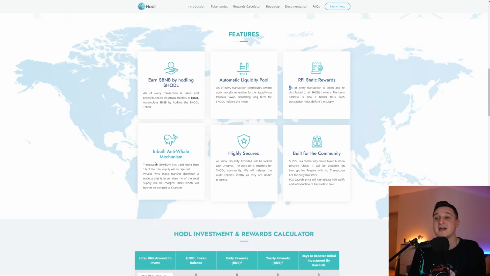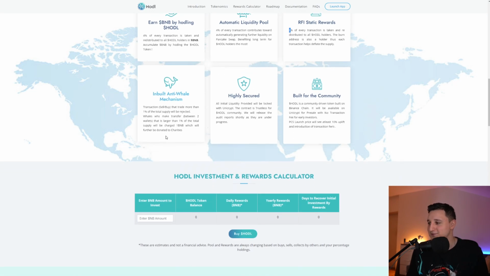Static rewards, I think this is reflection. This is still 2%. Inbuilt anti-whale mechanism. So this is important. So transactions, sell and buy, that trade more than 1% of the total supply will be rejected. Whales who make transfers between two wallets that is larger than 1% of the total supply will be charged 1 BNB, which will further be donated to charities. Yeah, totally anti-whale. So this is really strict for whales.